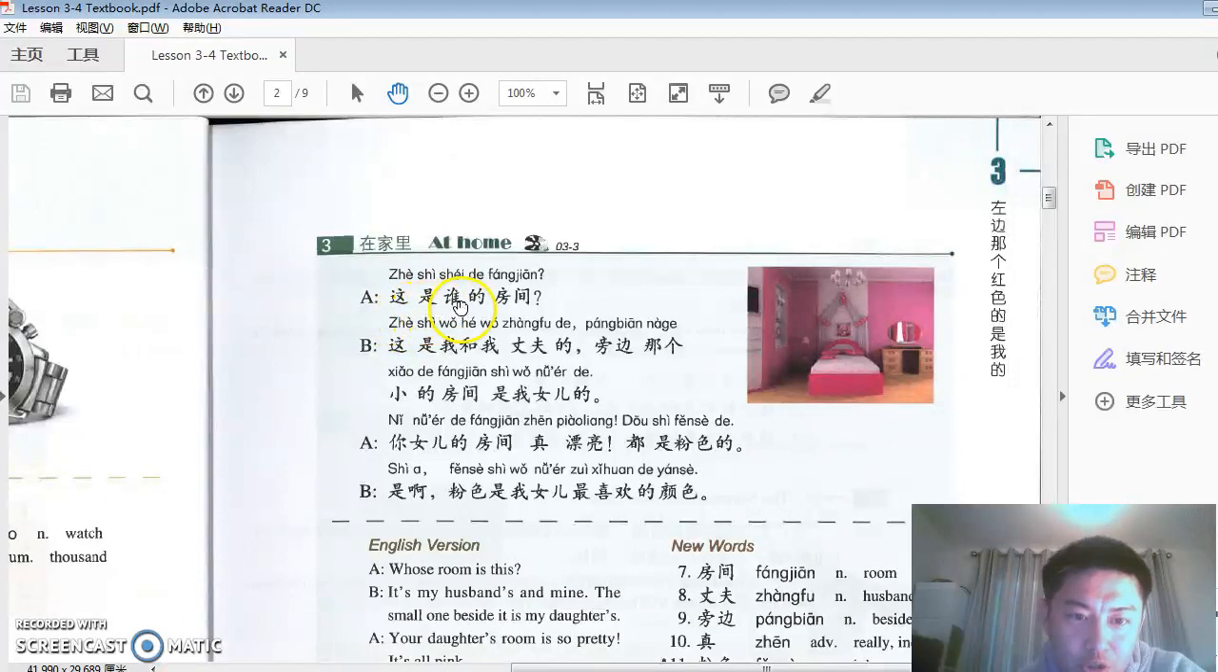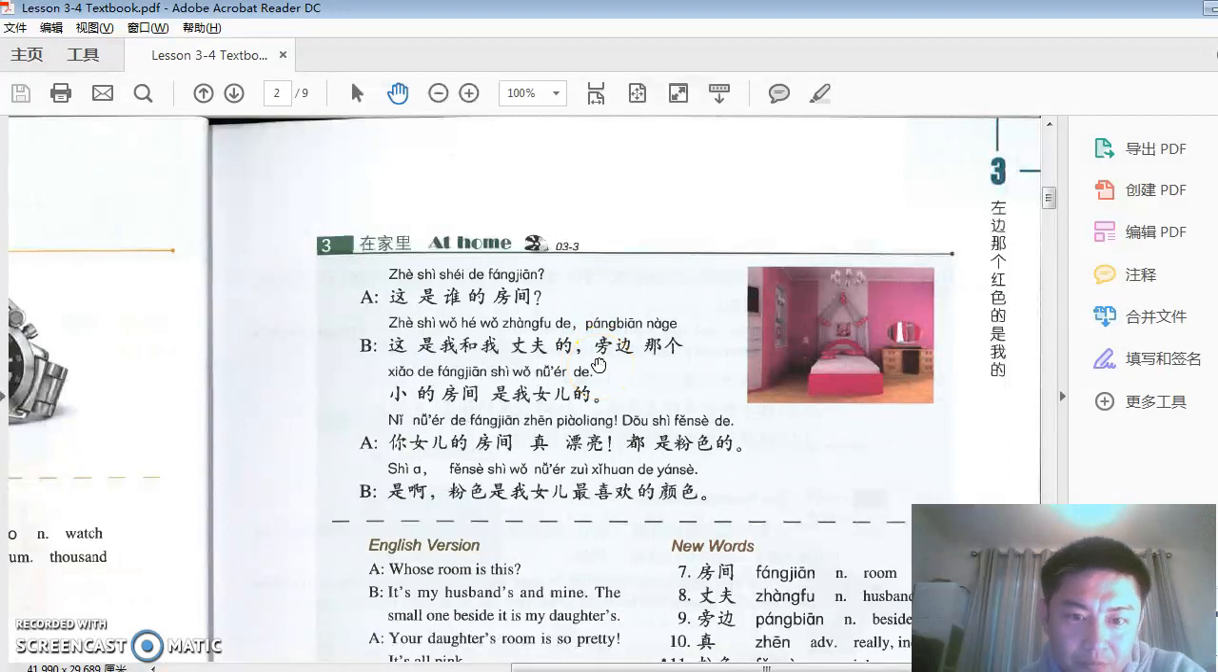这是谁的房间? 谁 can be pronounced as 谁 as well, S-H-U-I. Both pronunciations are right. Whose? 这是谁的房间? 房间 is a room. And B says, 这是我和我丈夫的房间. This is me and my husband's room. 我和我丈夫 is used to describe 房间.